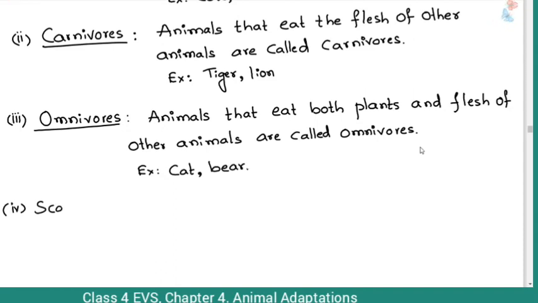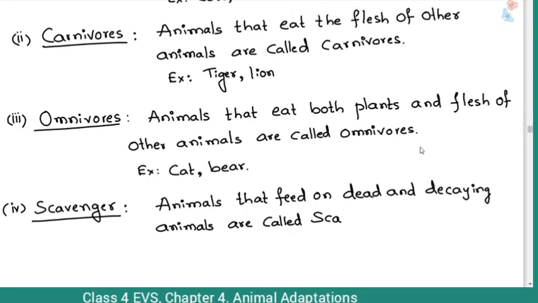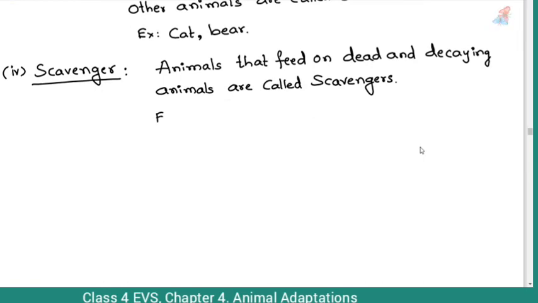Fourth one, scavenger. What are scavengers? Animals that feed on dead and decaying animals are called scavengers. Examples of scavengers are jackal and vulture.